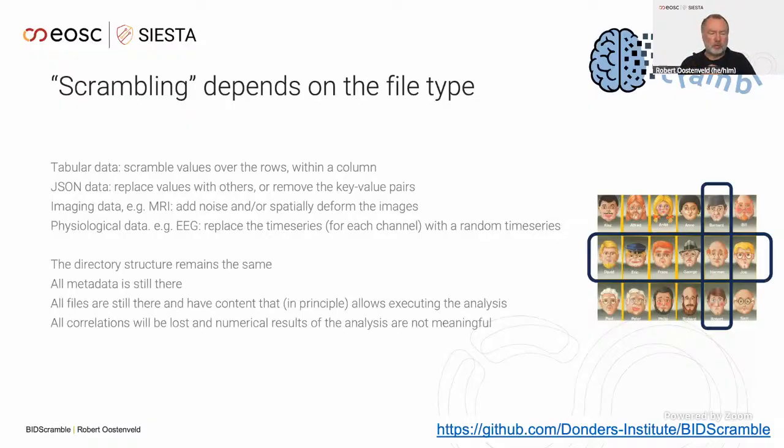Furthermore, the directory structure of the scrambled data remains the same as it was initially, and all the metadata is still there, and all the files are still there, and they have a content that in principle allows for executing analysis using the domain-specific tools. All the correlations between the variables will be lost, and numerical results of the analysis are not meaningful. The pipeline that has been implemented by the data user can subsequently be shared and sent to the data rights holder, who then applies it to the real data.